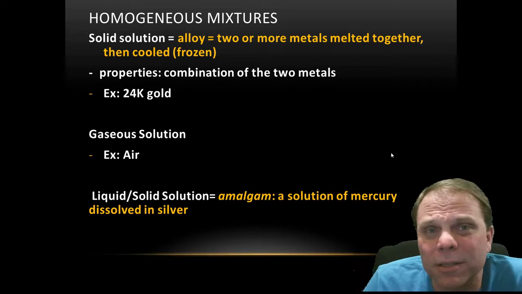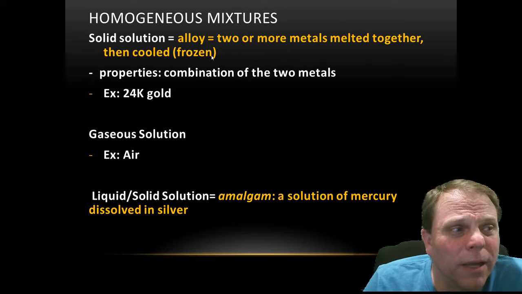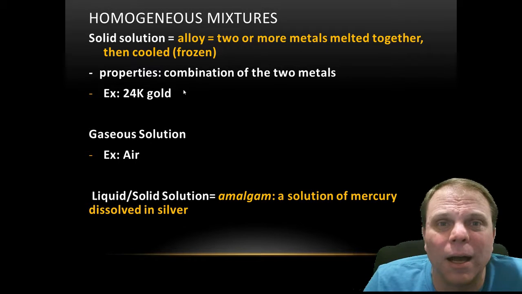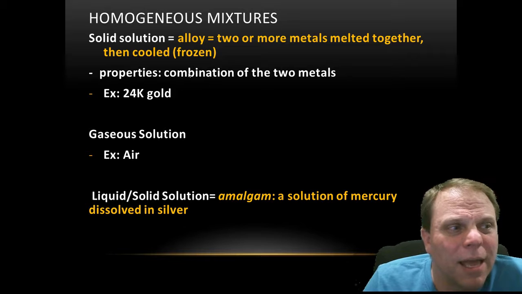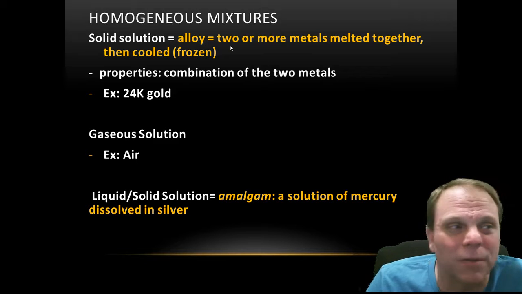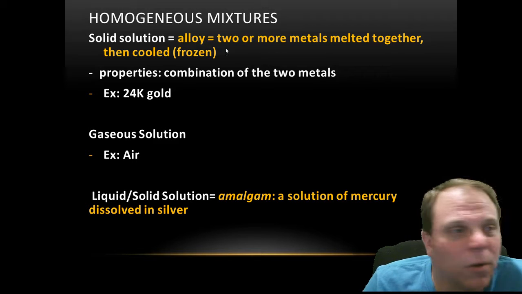We also have solid solutions, something like an alloy. Okay, so 24 karat gold has a mixture of gold and other materials in there. And so if I mix different metals together and yet they form one homogeneous mixture where I can't see the difference throughout, we call that an alloy. Two or more metals that are melted together and then cooled.